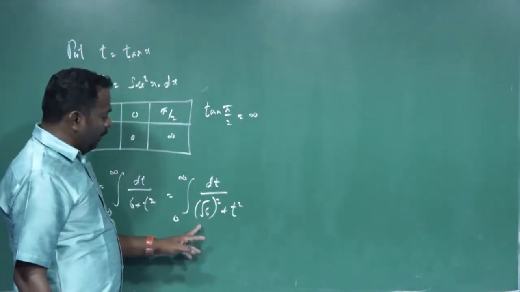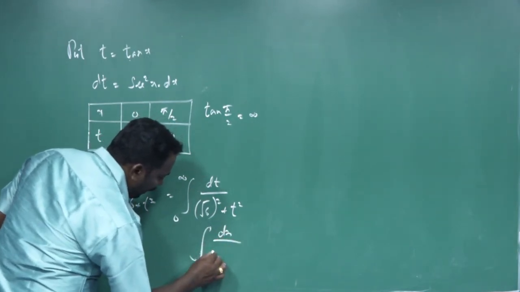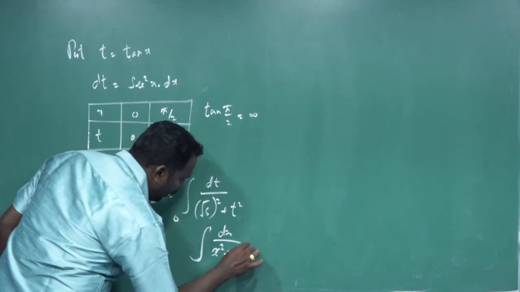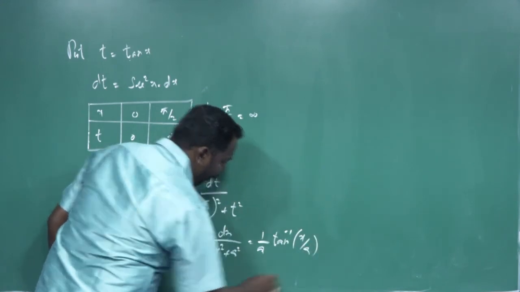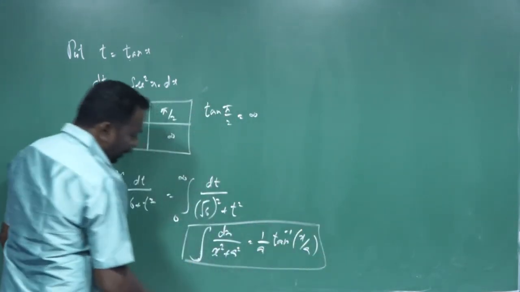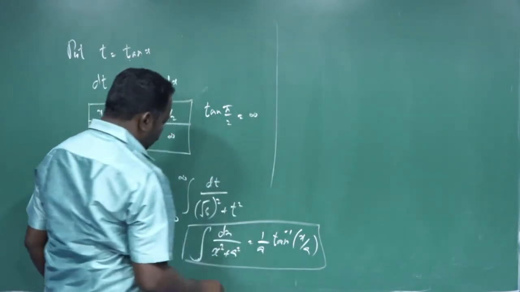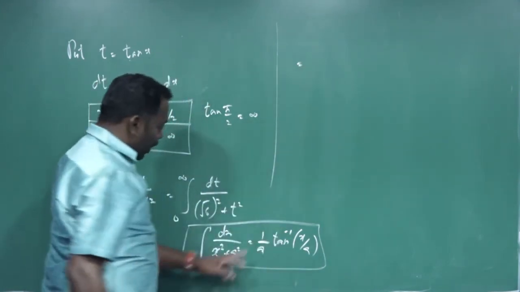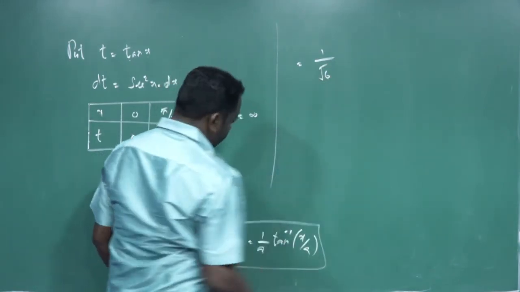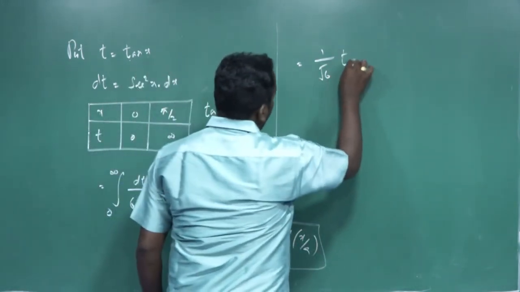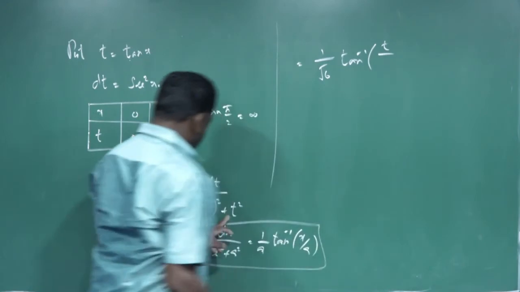Then what is next? To integrate the value, by applying what formula? The integral of dx by x² plus a² is equal to 1 by a into tan inverse of x by a. Apply this integral formula here. Here x is t, and a is √6. Therefore the integral of this term is equal to 1 by a, and a is √6, so 1 by √6 into tan inverse of t by √6.